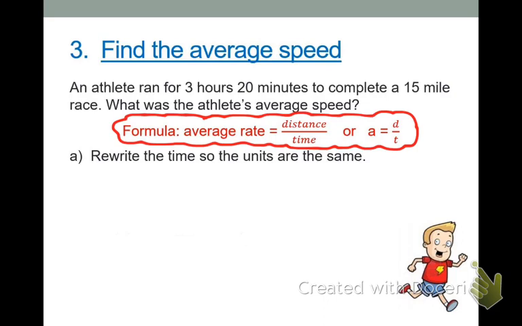So the first thing you want to do that you'll see here, it says 3 hours and 20 minutes. I do not want my time to be in 2 separate units. I don't want it to be in hours and in minutes. So we are going to convert all of that just into minutes. So the problem A says to rewrite the time so that the units are all the same. So we're going to convert 3 hours into minutes. So who can tell me what fact we would need to know about hours and minutes?